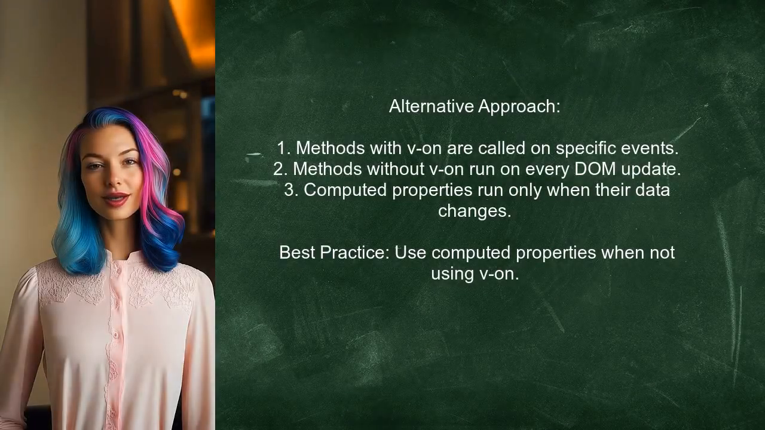This user clarifies the difference between methods and computed properties in Vue.js. They explain that when a method is called with the v-on directive, Vue knows exactly when to call it, like on a button click. However, if a method is called without v-on, it runs every time an event triggers a DOM update, even if unrelated. In contrast, a computed property only runs when its reference data changes. The takeaway is to use computed properties when a method isn't called with v-on for better performance.